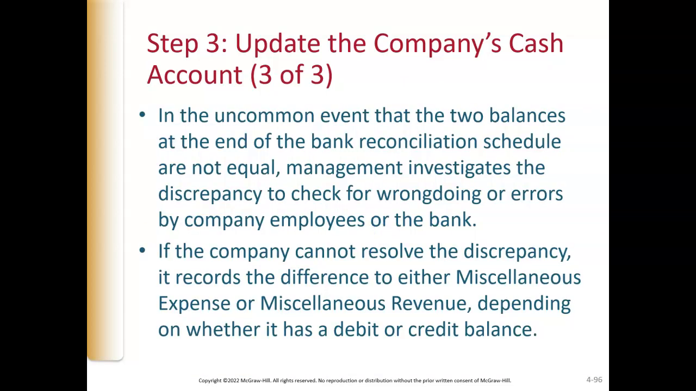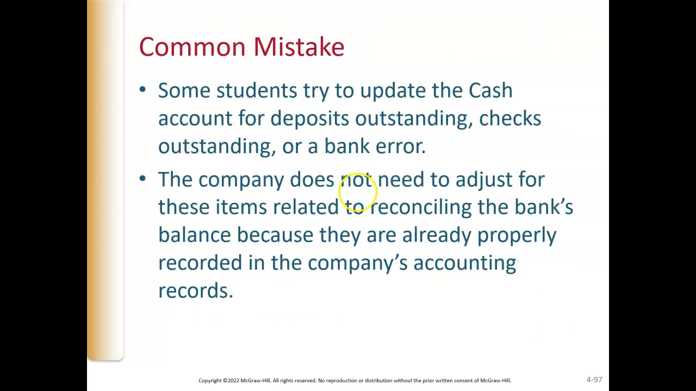In the uncommon event that the two balances at the end of the bank reconciliation schedule are not equal, management then investigates the discrepancy to check for wrongdoing or errors by company employees or the bank. If the company cannot resolve the discrepancy, it records the difference to either a miscellaneous expense or miscellaneous revenue. I mean, guys, in a perfect world, everything matches perfectly, but guess what? It doesn't always work that way. Sometimes it drives you nuts. But I quit looking, and I just debit it too, like he said.